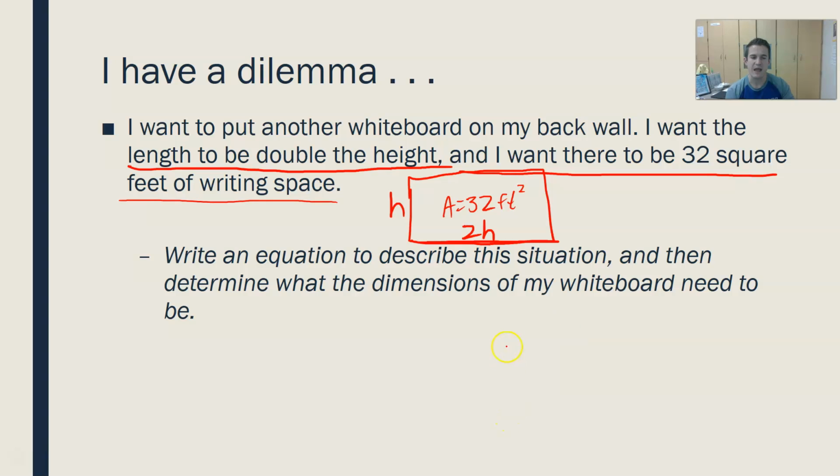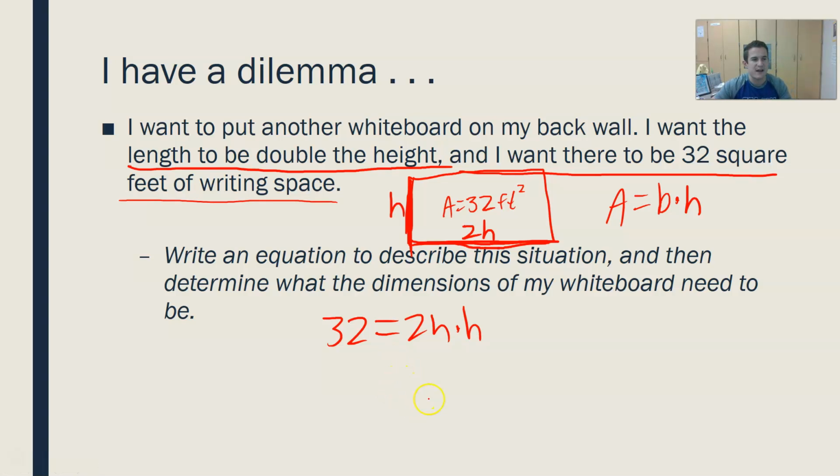Well, how do I find the area of a rectangle? My whiteboard's going to be a rectangle. How do I find the area of a rectangle? Well, the area of a rectangle is equal to base times height, or length times width, or one side times the other side. So the area of this whiteboard, this rectangle, is 32 feet squared, and that area needs to be equal to the base, which is 2h, times the height, which is just h. Okay? So that's my equation. Again, some of the problems on your homework, that's all you have to do.